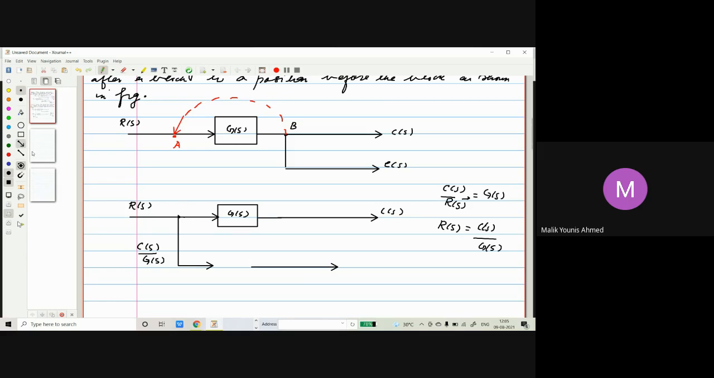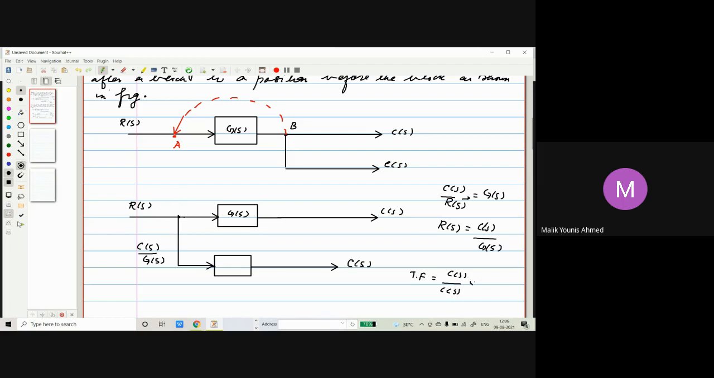These are known things to us. Output again is C(S). So this value is output, this is input. Output divided by input is the transfer function. So the value of the transfer function can be calculated here. That is output divided by input, that is C(S) divided by G(S).